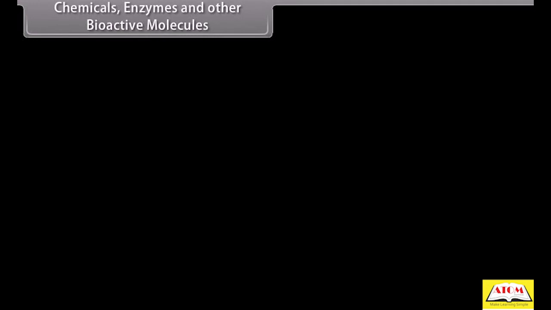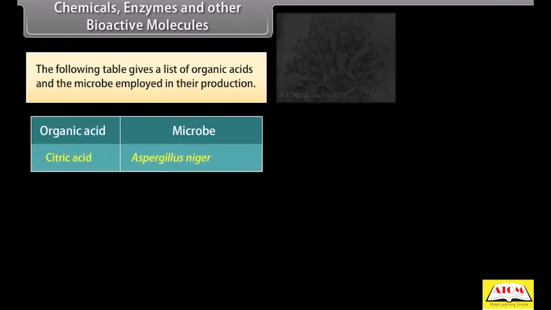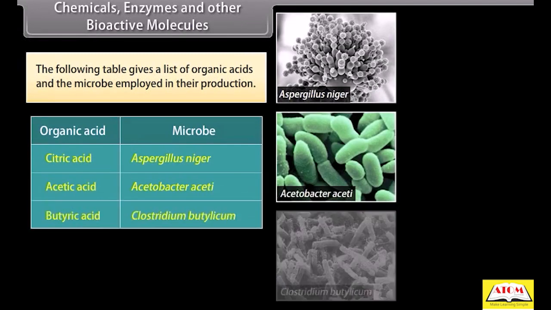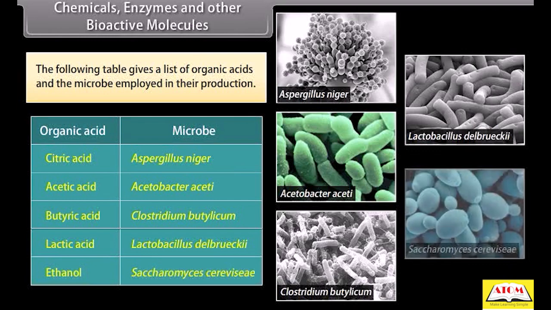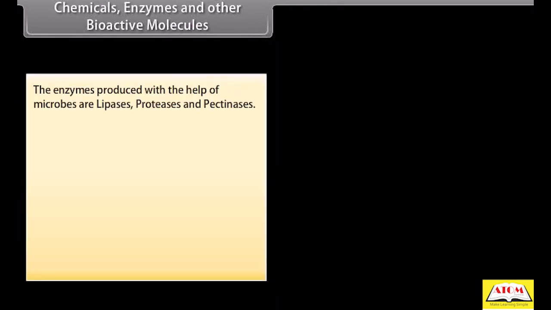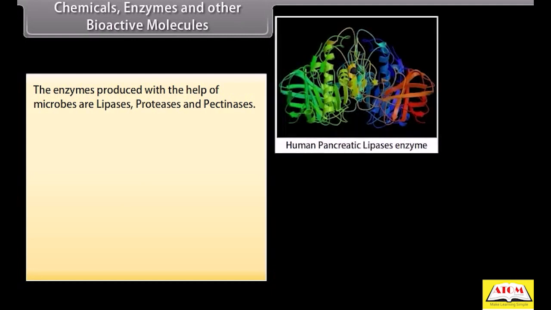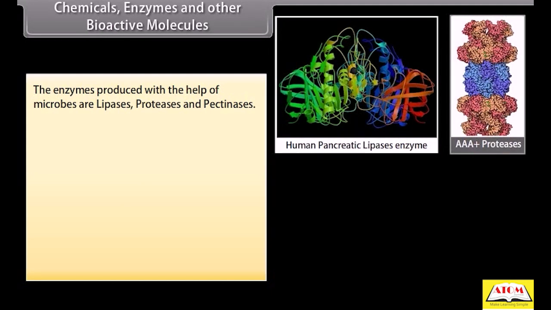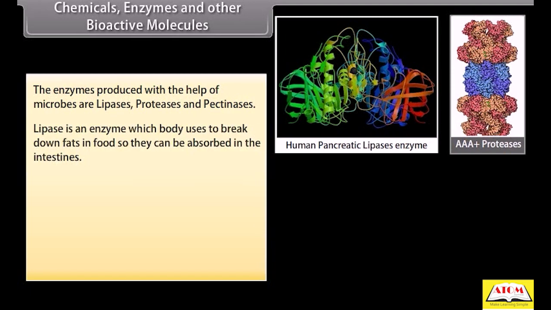Chemicals, enzymes, and other bioactive molecules. The following table gives a list of organic acids and the microbe employed in their production. The enzymes produced with the help of microbes are lipases, proteases, and pectinases. Lipase is an enzyme which the body uses to break down fats in food so they can be absorbed in the intestines.